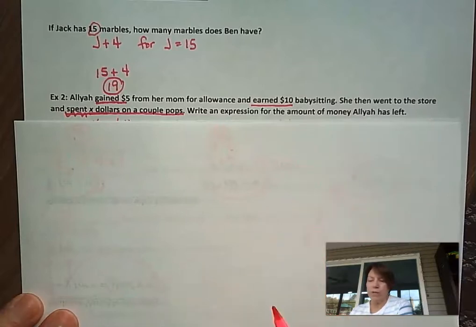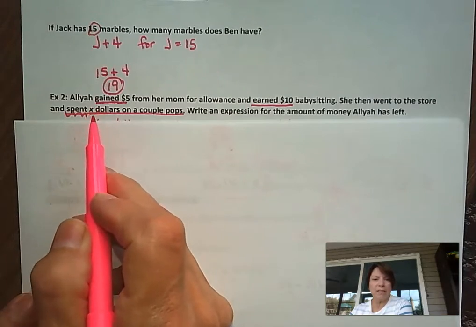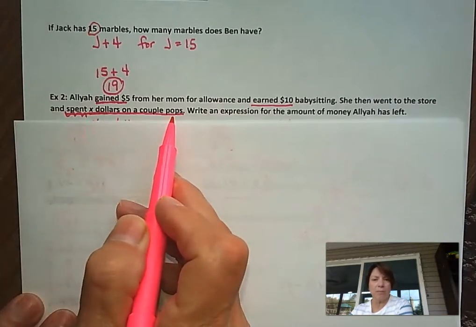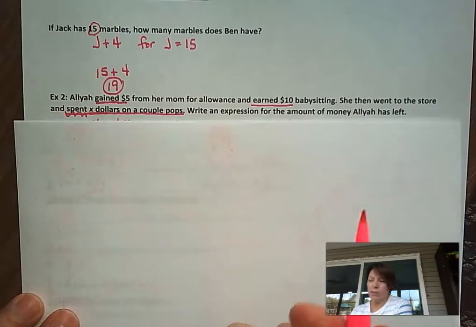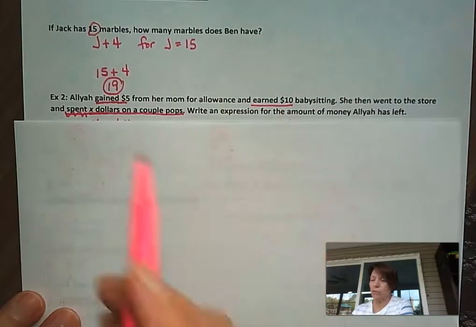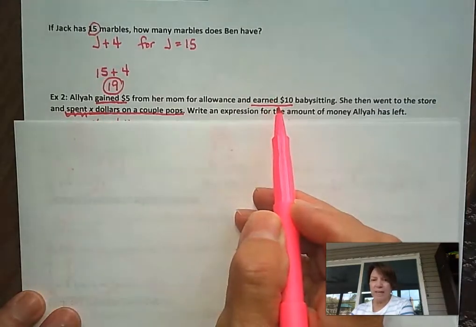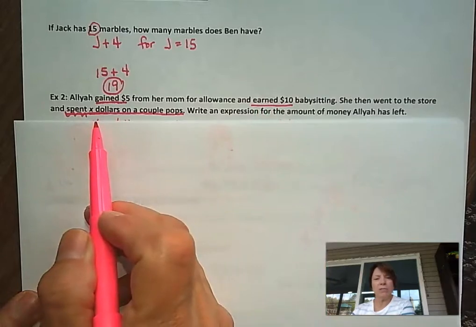So step number 1 is to identify and define our variable. Well, the variable is here for us. It says X, and it tells us that X is the dollars spent on pop. And then what operations are we going to have to do? Number 2 asks us what operations we'll have to do. Well, gained would be adding 5. Earned would be adding 10. But spending would be subtracting.